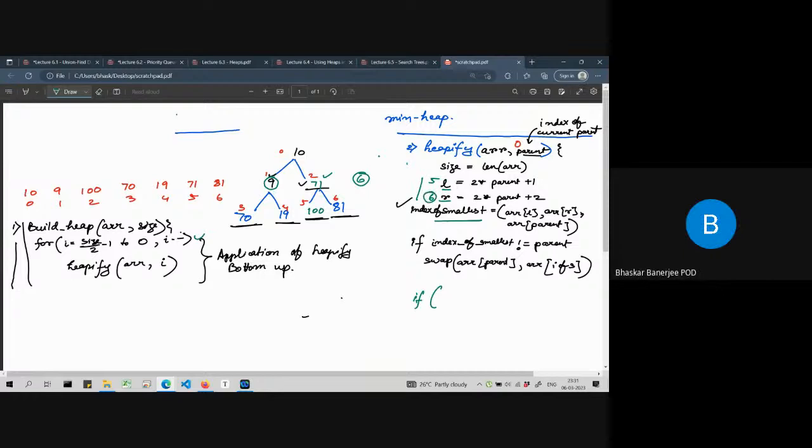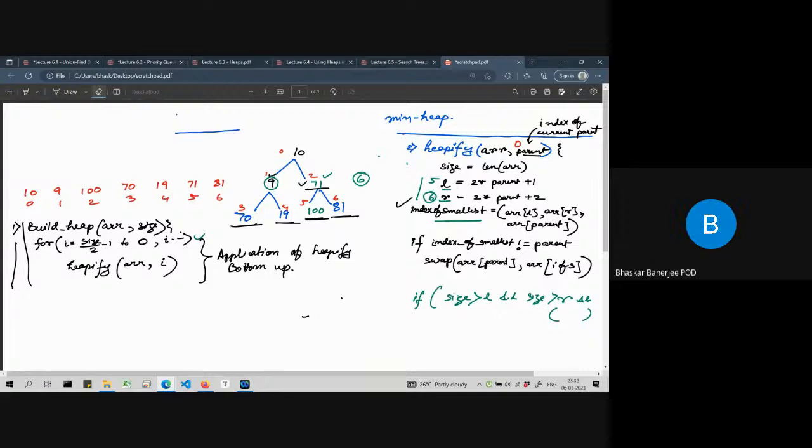All you have to do is put this condition: R is less than size. Size should be strictly greater than R. I'm not writing the whole code. Here you have to put the if condition for which one is smallest. Is size greater than L required? In this case, we will definitely have an L, so it is not required.